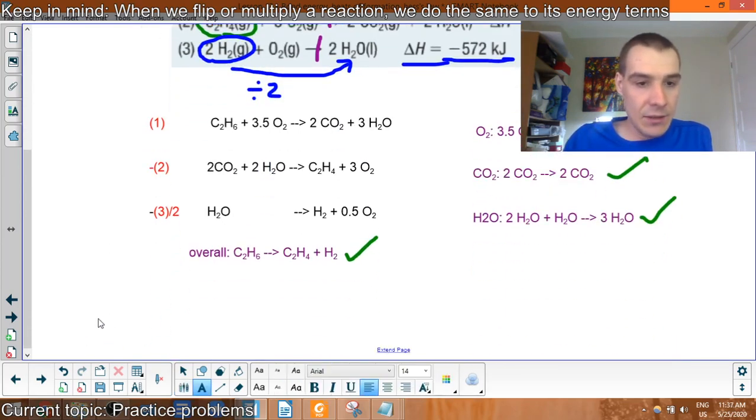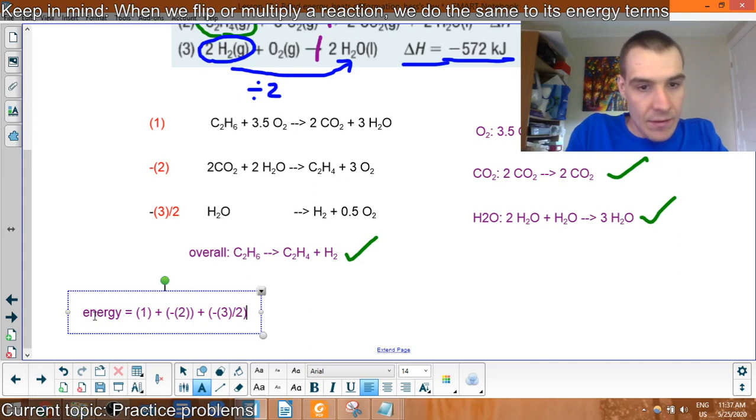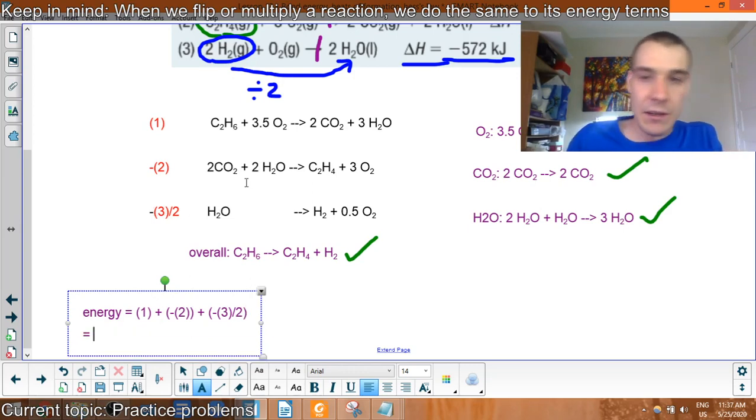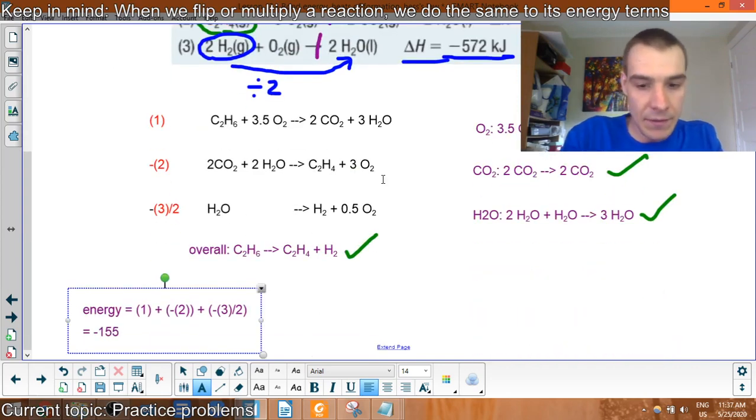So our energy is equal to equation 1 plus minus equation 2 plus minus equation 3 divided by 2. Right, because that's what we did. We did equation 1, we flipped equation 2, and we flipped equation 3 and divided it by 2. And we can look at our energies here. This is minus 1559 kilojoules. That's equation 1.